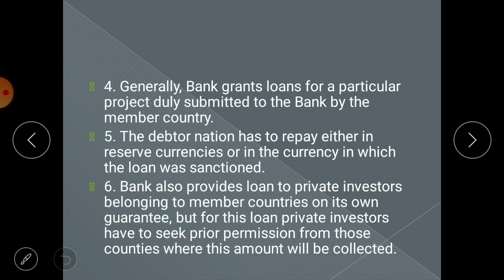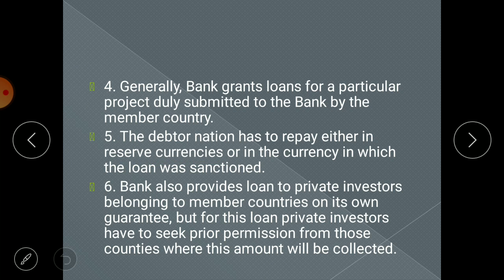Then the debtor nation has to repay either in the reserve currencies. Reserve currencies are SDR, special drawing right, gold, and the US dollar, or in the currency in which the loan was sanctioned. Sometimes you are given a loan in your own currency, or most of the time in strong currencies like the US dollar, the euro, the Japanese yen. Some strong currencies are there in which World Bank can grant loans. So you need to repay either in US dollars or in the currency in which you have taken the loan.